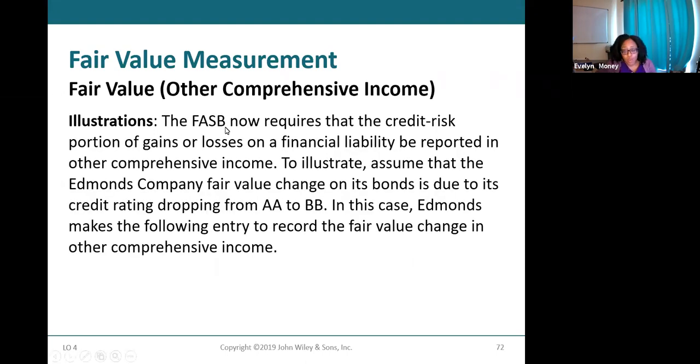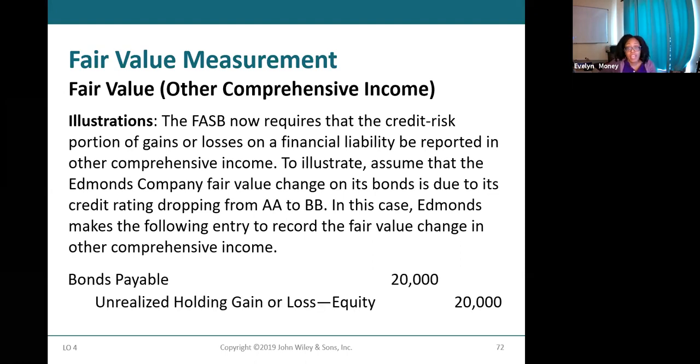Now, if the value of the bonds or the value of the debt changes because the company's credit rating changes, or because they're more of a risk, meaning I can isolate this to the company itself, not the market, then I have to show that change in other comprehensive income. If the change is solely related to the market, then that unrealized holding gain or loss shows up on the income statement as dash income. But if it's because of a credit risk, then it has to be shown as other comprehensive income.